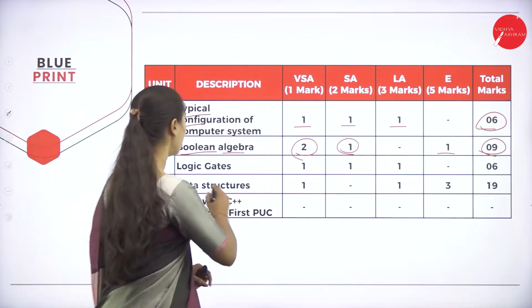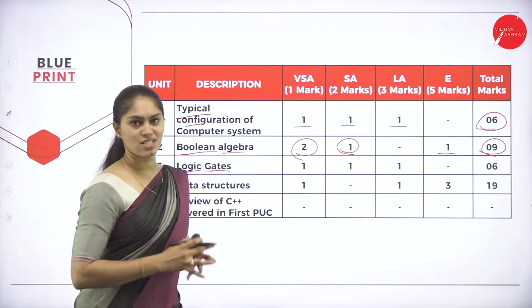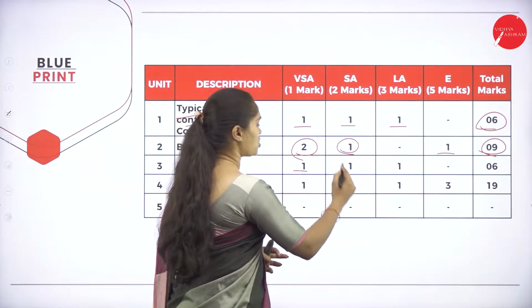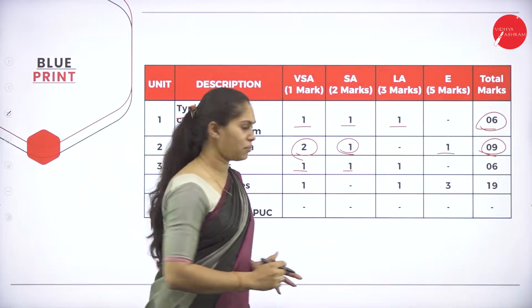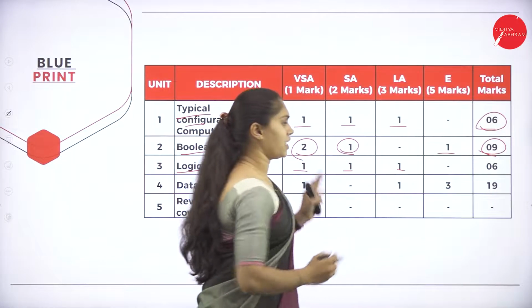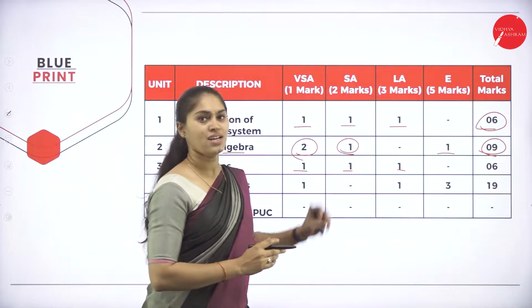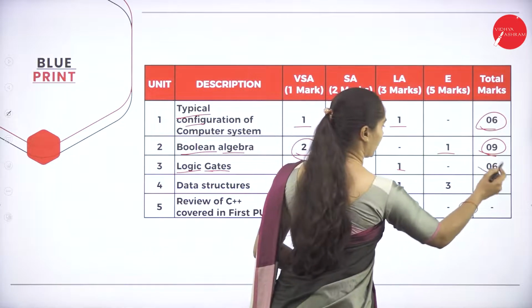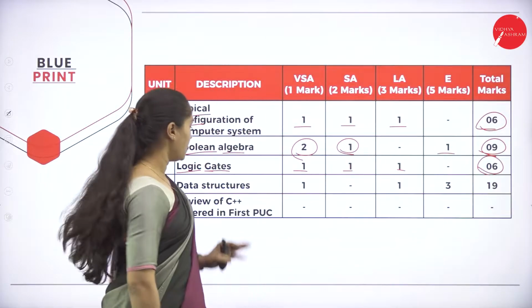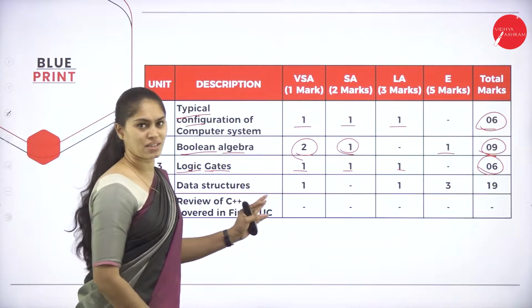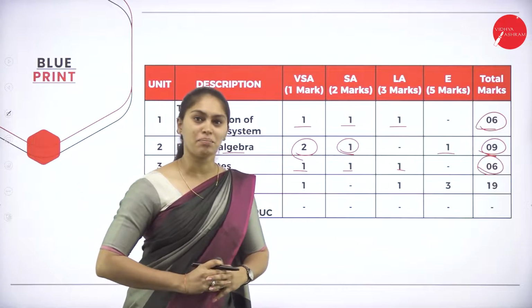Then chapter 3, that is logic gates. In this logic gates chapter, there is 1 question for 1 mark, 1 question for 2 marks, and 1 question for 3 marks. So totally you are going to get 3 questions from chapter number 3, and that is totally for 6 marks.